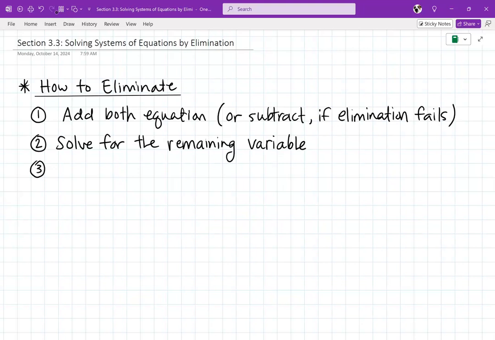So step 3, plug in the solved variable into one of the original equations.